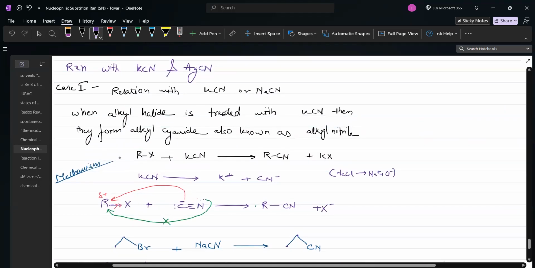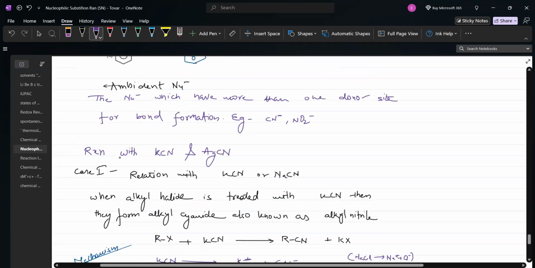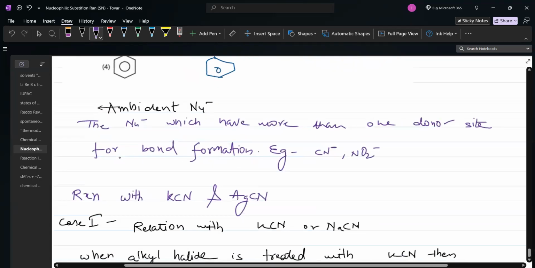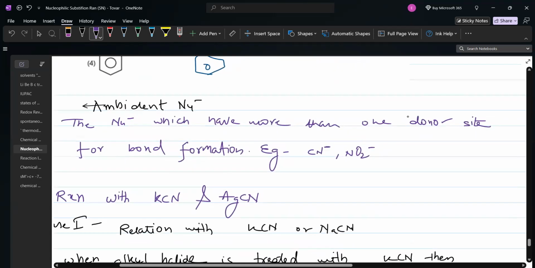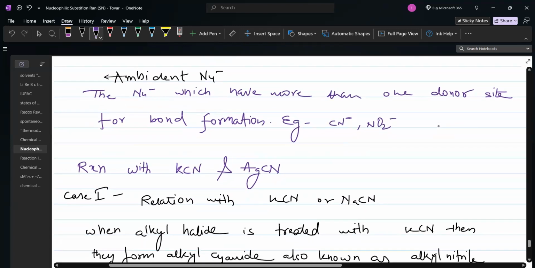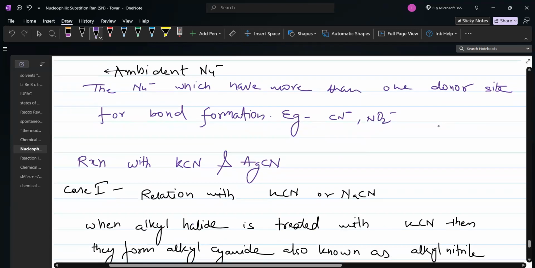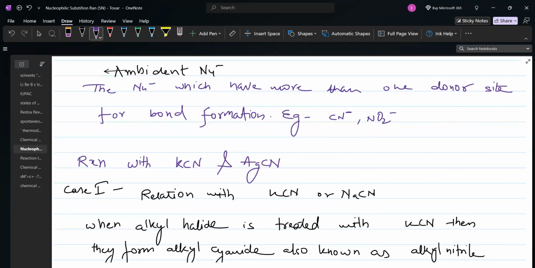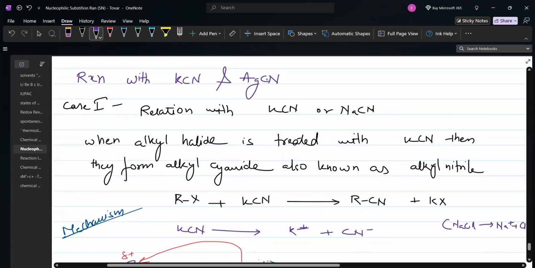Please, from where you have to copy. Have you written ambident nucleophile, everyone? Sir, done, ambident nucleophile, sir. Copying. Taha? Done, sir. This one.